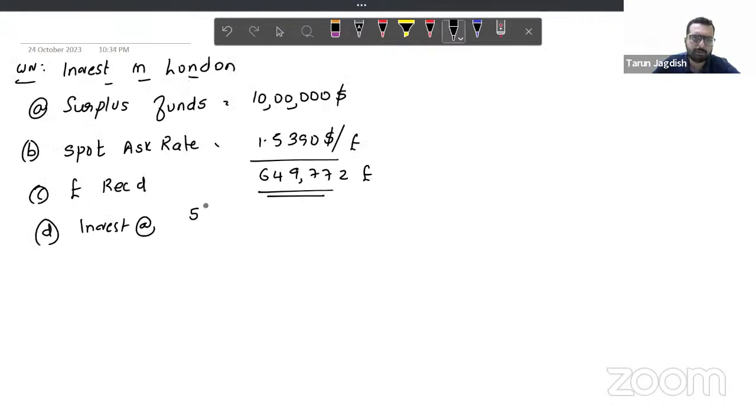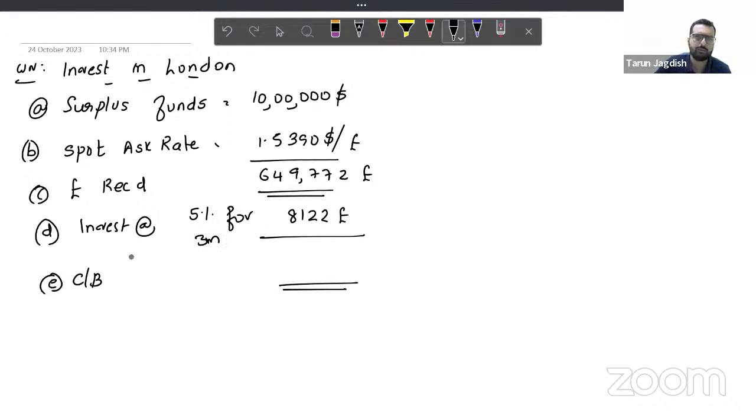In London, it is how much percent? 5%. Correct. So 649,772 into 5% into how many months? I think 3 months, right? 3 months. Okay, so now tell me, what will be my closing balance over here? Do I get the answer as 657,895?